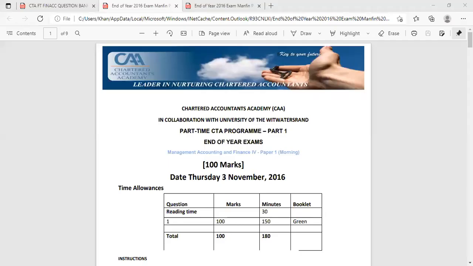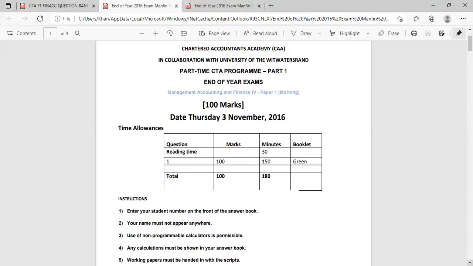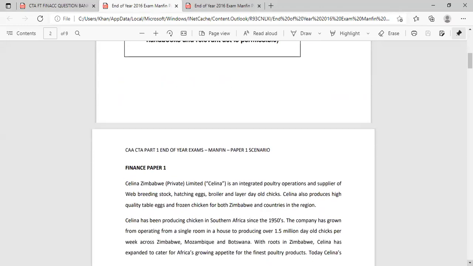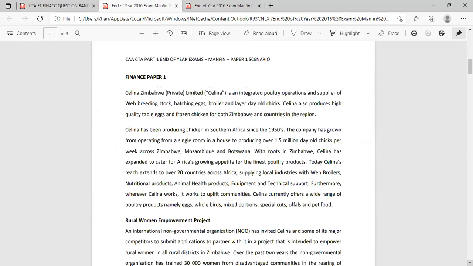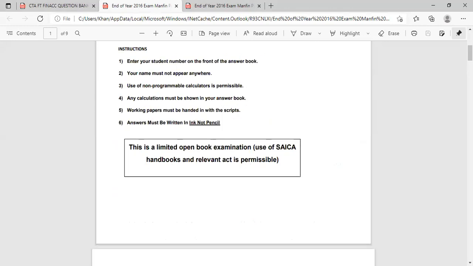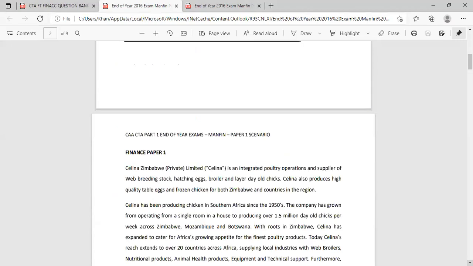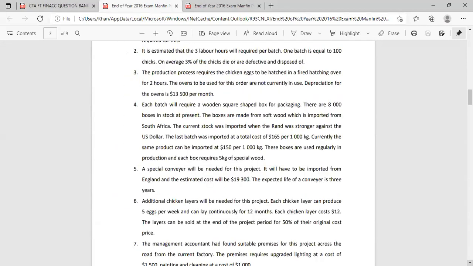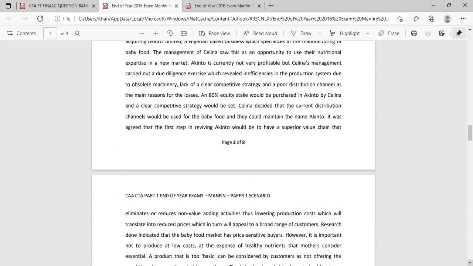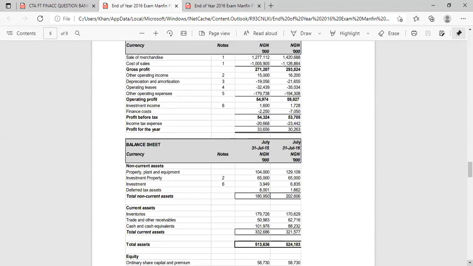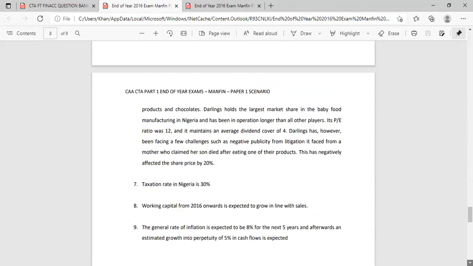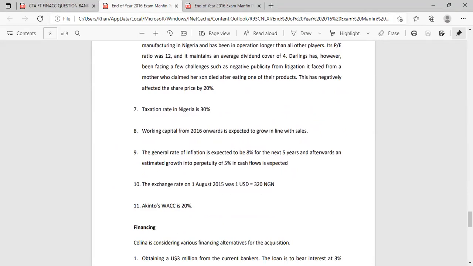Okay, so you should be able to see my screen. So this is your 100 mark question, one of the past ones. We're going to read this scenario. You can see it's quite a lengthy scenario. We're not going to read through everything, we're going to read through the parts that are important, so up until over here. We'll read up until valuation.